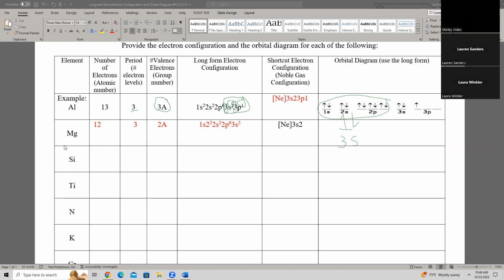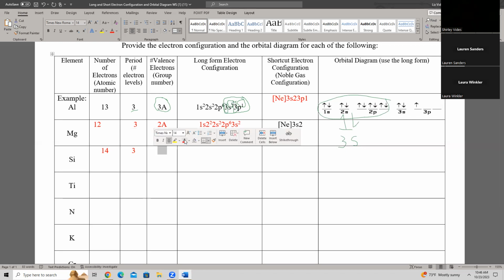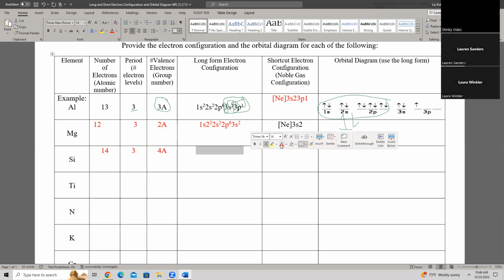All right, so silicon is 1 over after aluminum. So this is going to be 14, right? And this one right here is period 3 again. But the group is going to change. It's going to be 4A. Right? So what does our electron configuration look like? This right here. Okay, see?